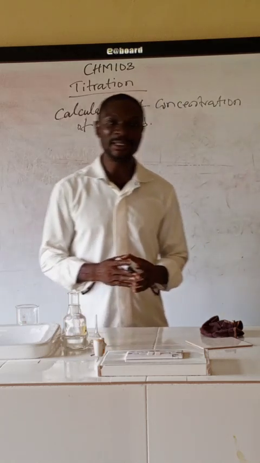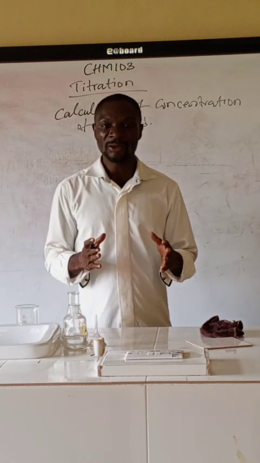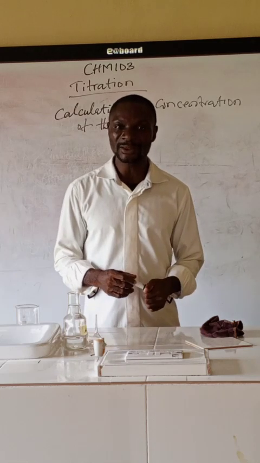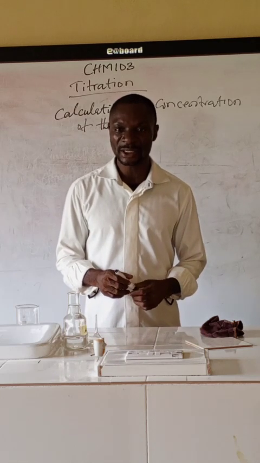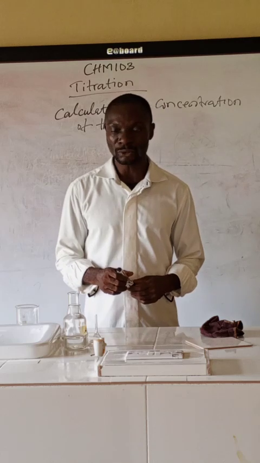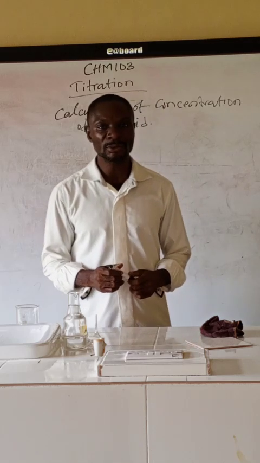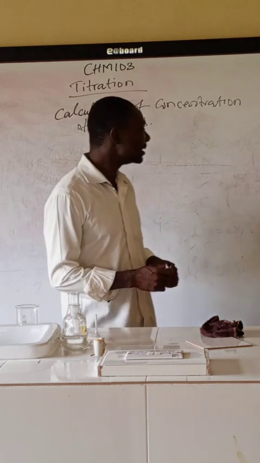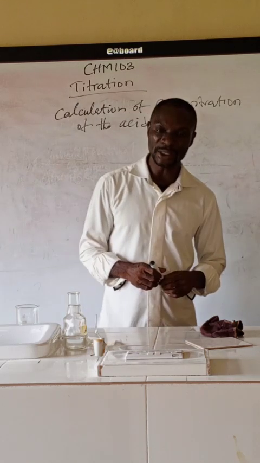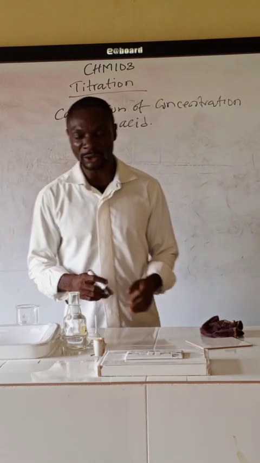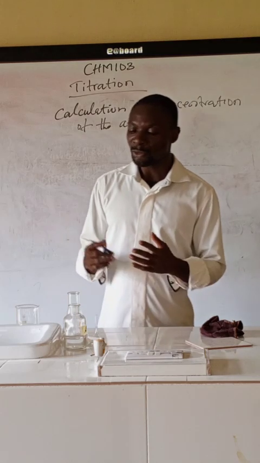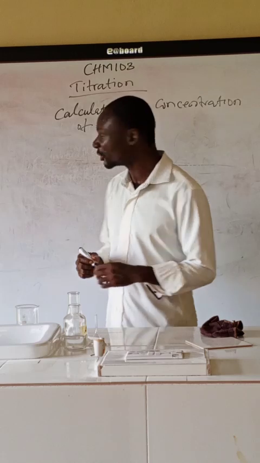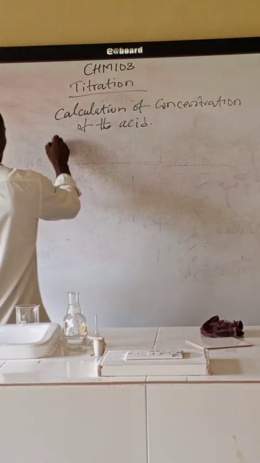Now, at any time in titration, you have two solutions. One is the alkaline solution, which is your base, and the other is the acidic solution. In our titration, we use H2SO4 as our acid and NaOH, which is sodium hydroxide, as our base. Now, after getting your values from the titration, let me have a table.